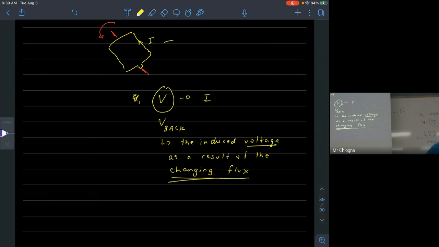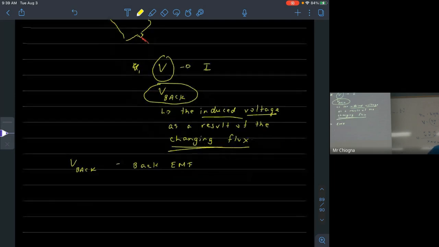Okay, so what we're really focusing on, though, is we'll get to the current later, but we're interested in the back voltage, or back EMF. So this is the voltage that's induced, called a back EMF.